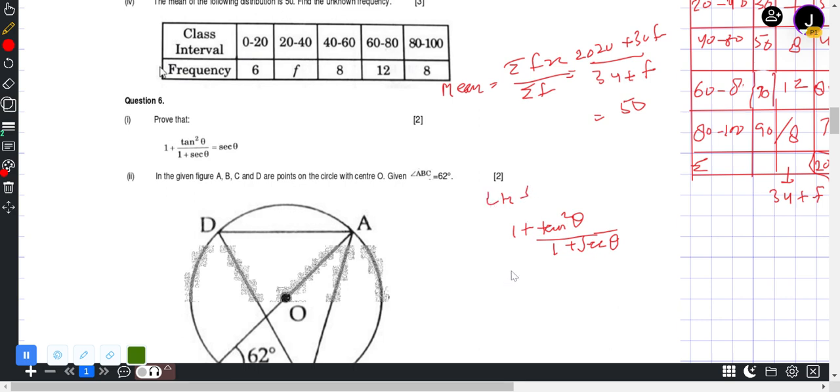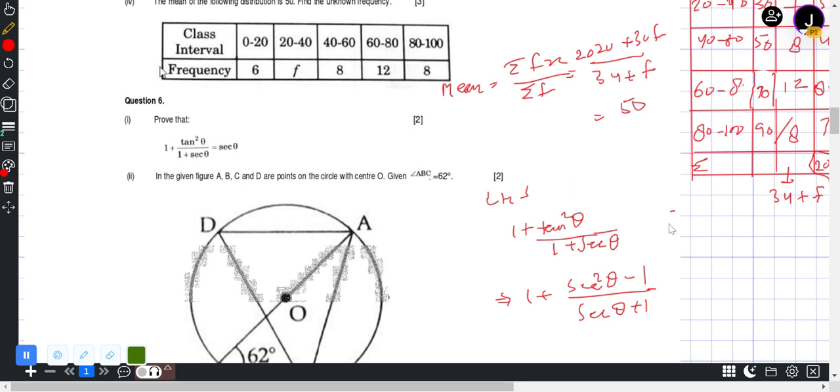Right? Now what is tan square theta? We know tan square theta is equal to sec square theta minus 1. You know that or not? 1 plus tan square theta is sec square theta. So tan square theta is sec square theta minus 1, divided by sec theta plus 1.